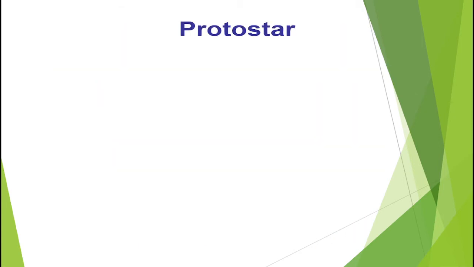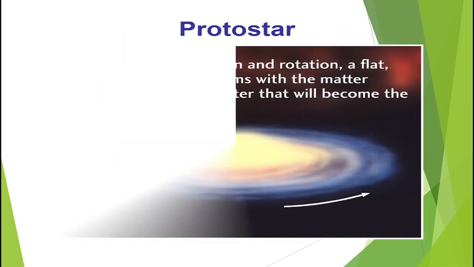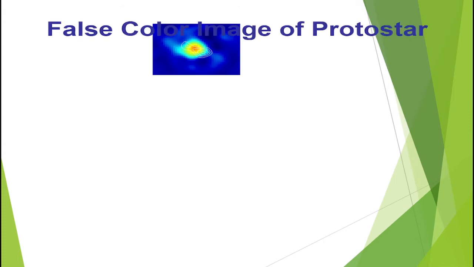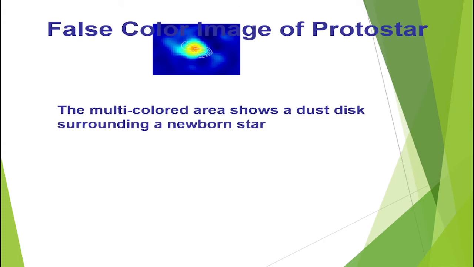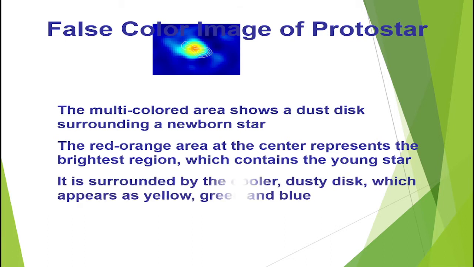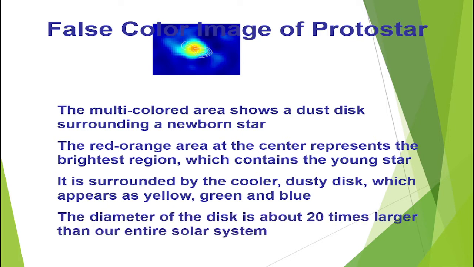As a result of contraction and rotation, a flat, rapidly rotating disk forms that will become the protosun. Here is a false-colored image of the protostar. The multicolored area shows a dust disk surrounding a newborn star. The red-orange area at the center represents the brightest region, which contains the young star. It is surrounded by the cooler, dusty disk, which appears as yellow, green, and blue. The diameter of the disk is about 20 times larger than our entire solar system.